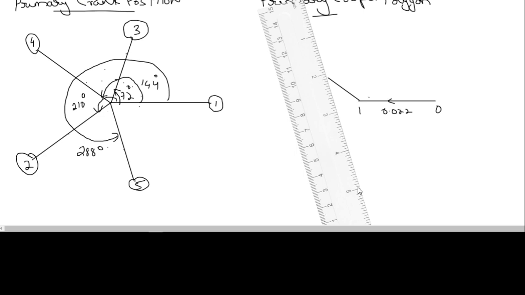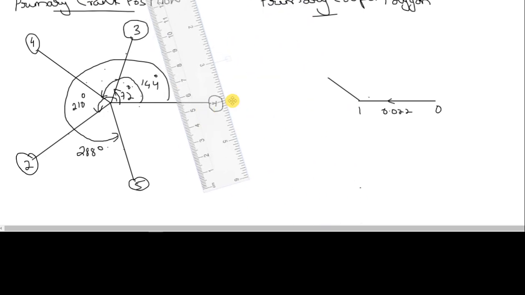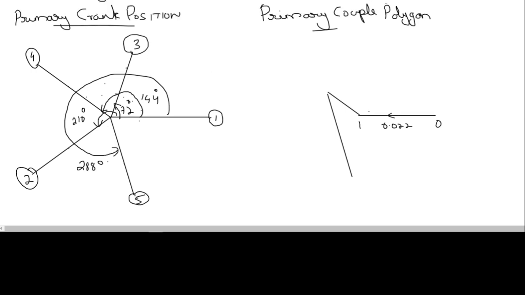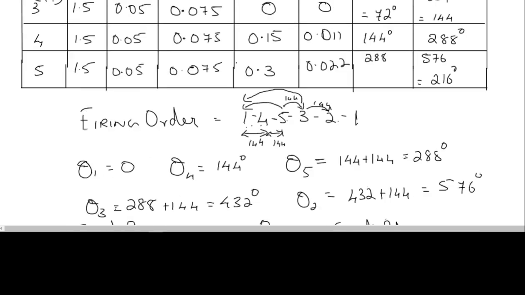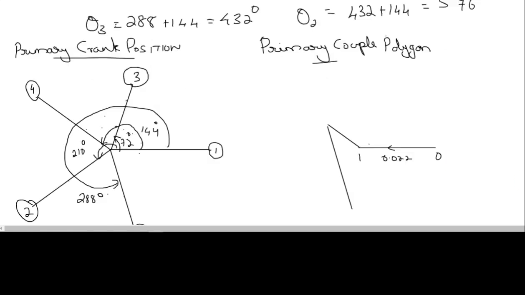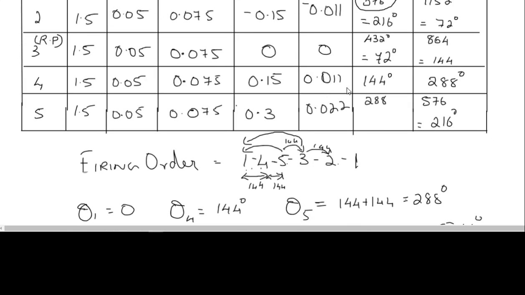So I'm going to trace that to here, and that side should be, for 5 the crank is at 0.022. So a line of the same length as the first one. And after 5, 1, 4, 5, 3. But for 3 there is a problem, that is no couple is there because 3 is the reference plane. So 3 you should not draw because it is 0. But next one is 2. 2 is having a couple of negative 0.11, and that will be at an angle 216.